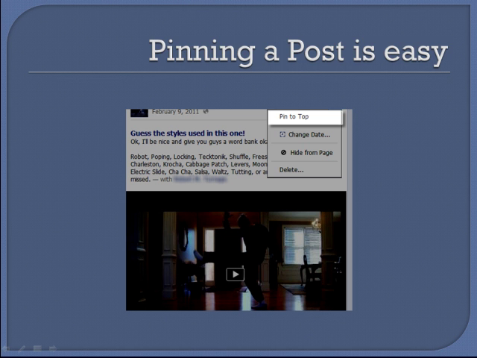Now before you pin a post, you want to make sure that the post that you're about to pin follows these guidelines, because there are certain things involved that you want to make sure that you follow before you actually pin a post.